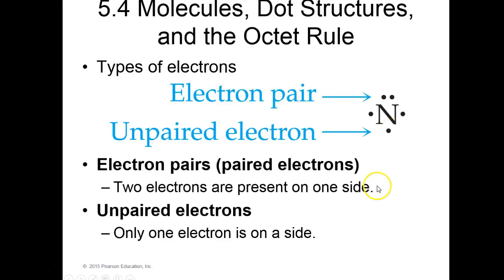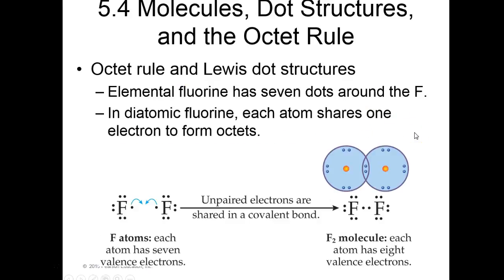Electron pairs are paired electrons. There's 2 electrons usually on one side. You wouldn't have 3. The unpaired is where there's only 1. Okay, you put 2 on each side, 4 sides, octet, right? So the octet rule in the Lewis dot structures, the elemental fluorine has 7 dots around the fluorine, as you can see here. In diatomic fluorine, each atom shares 1 electron to form octets. So here's the 2 fluorine atoms. Each atom has 7 valence electrons. These 2 unpaired guys pair up to form a covalent bond.